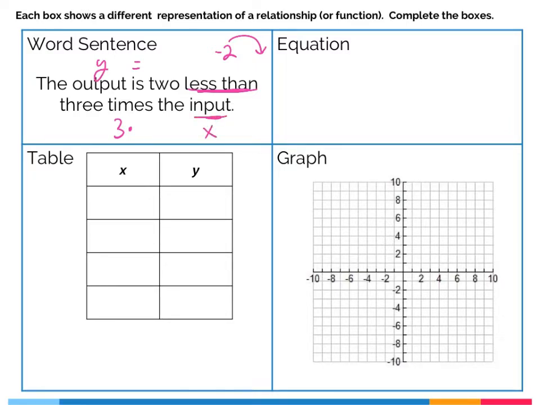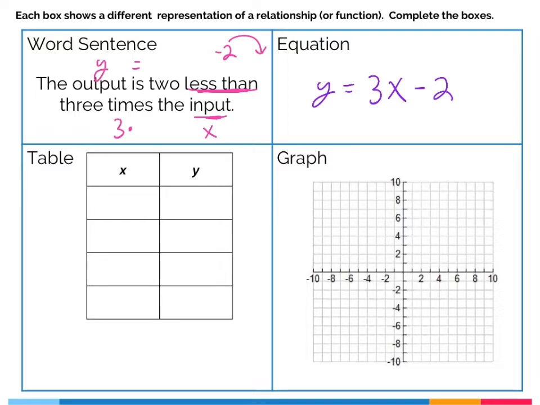So I've gone through and I've taken out all the vocabulary words that I know, and now I'm going to use that information to construct an equation. So the output is y is 2 less than, so I know that's going to go to the back, and then 3 times the input, so 3x. So now that I have the equation, I can either make the table or make the graph. I'm going to use my option of making the graph because I'm going to use sweet slope-intercept form.